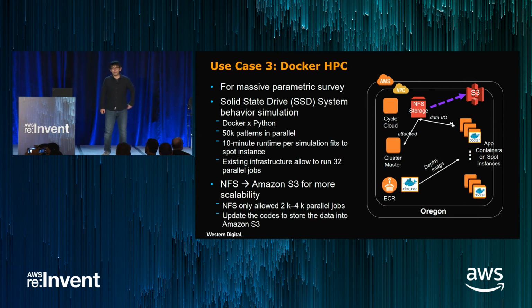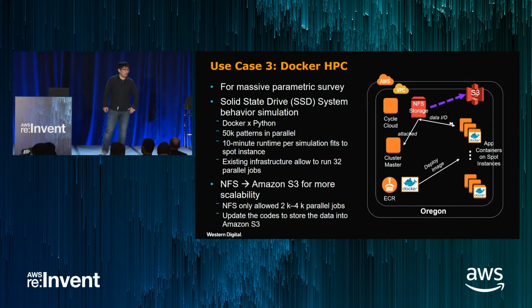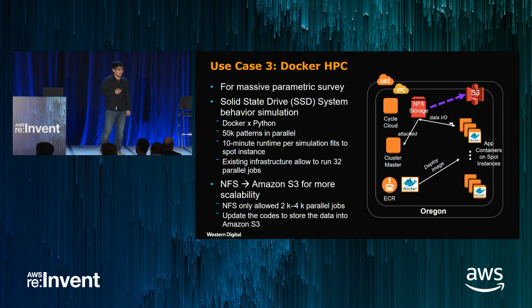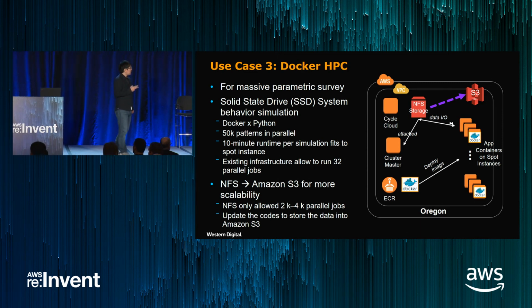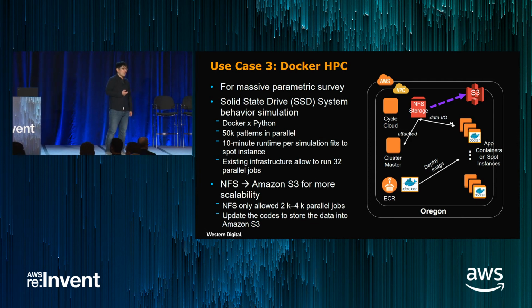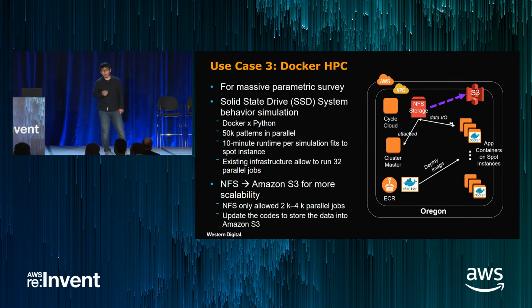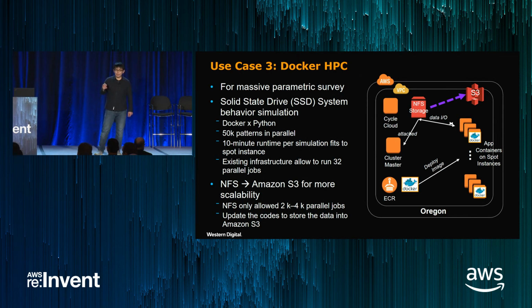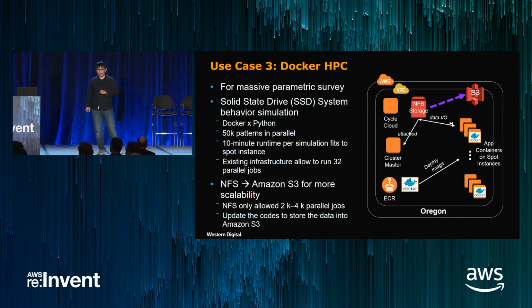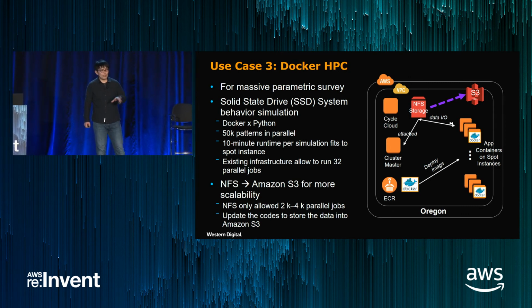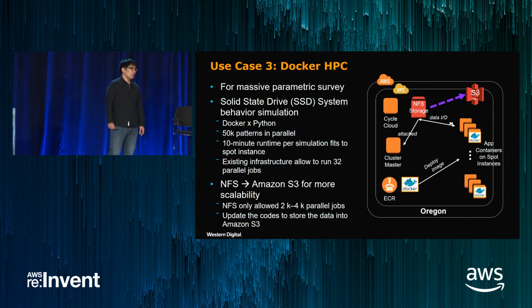The last one is Docker HPC. We use Docker on an HPC cluster to let the user perform a massive parametric survey of SSD system simulation. The simulation code is Python-based. The user only had a 32-core computing infrastructure in the past, but they wanted to run 50,000 simultaneous jobs. So we ran a proof of concept project. Each job will finish within 10 minutes, and there is no communication between the Docker containers. Each Docker container runs a single independent job. Spot instances are perfect for this kind of job.